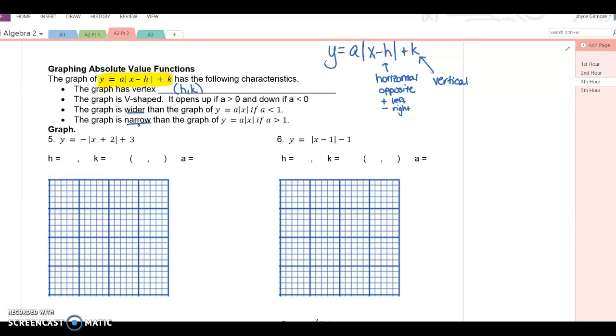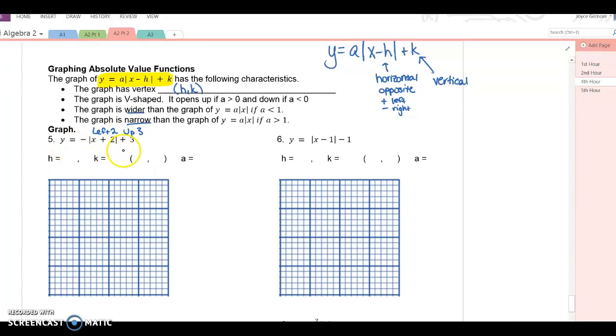So in number 5, there's a couple ways to write down what the vertex is. One way is to think about what these numbers mean, and then get that written down as a point. So what does the plus 2 in the absolute value bars represent? Right or left? Left 2. And the plus 3 indicates up 3.